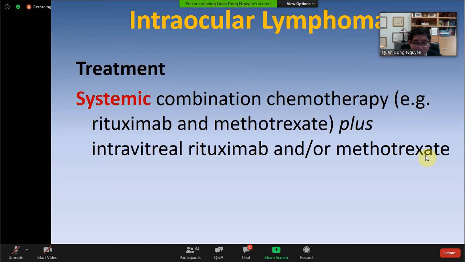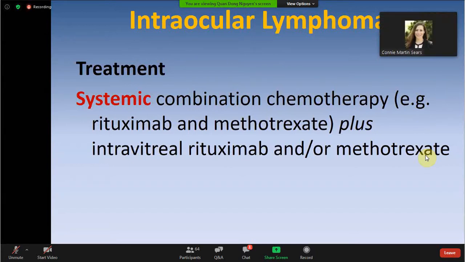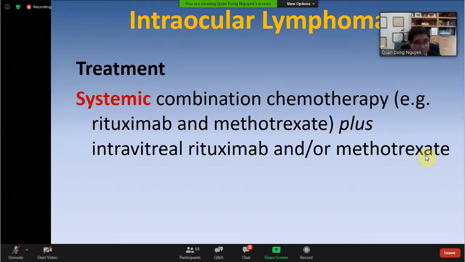Okay, so does anyone else know other types of treatment besides what we just talked about here, chemotherapy? What are some other types of treatment that we use for lymphoma? I mean the whole medical community, not just ophthalmologists, but oncologists too. So what other type of treatment do we use? Connie, do you know? So I know we can do like local radiation. Mm-hmm. What else?